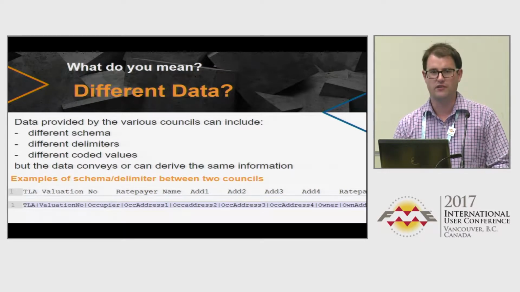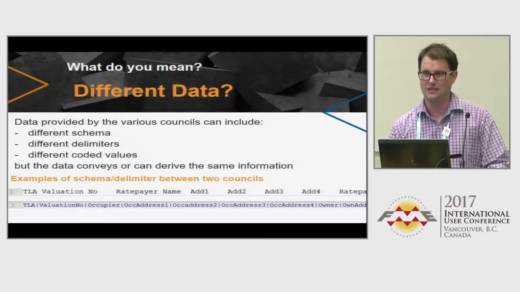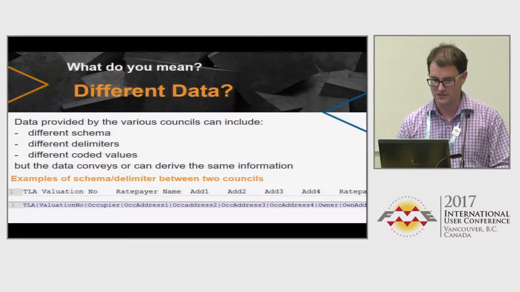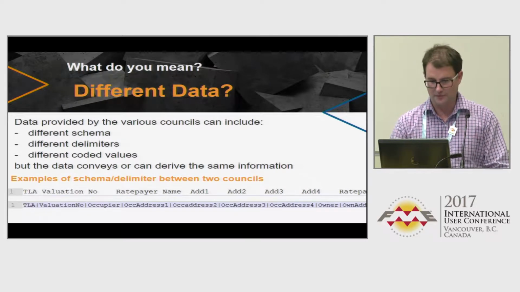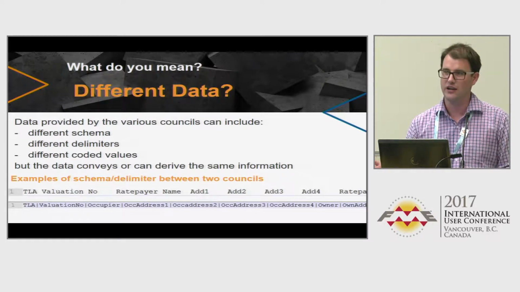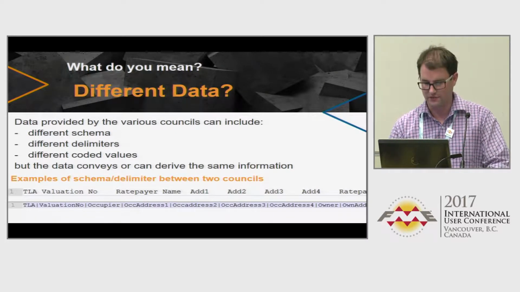They also have different coded values. What I mean by that is one council may show yes as 1 and no as 2. Another one might show 5 as yes and 0 as no. So that changes basically depending on how the different council systems work. And all the information, though, can be used to either fill in the final output or can be derived to create the exact same information across all the different councils.